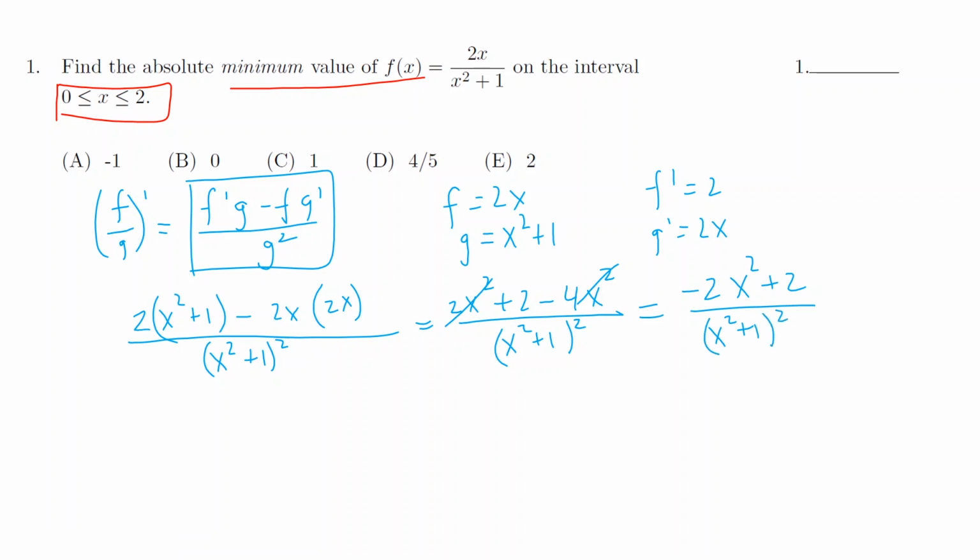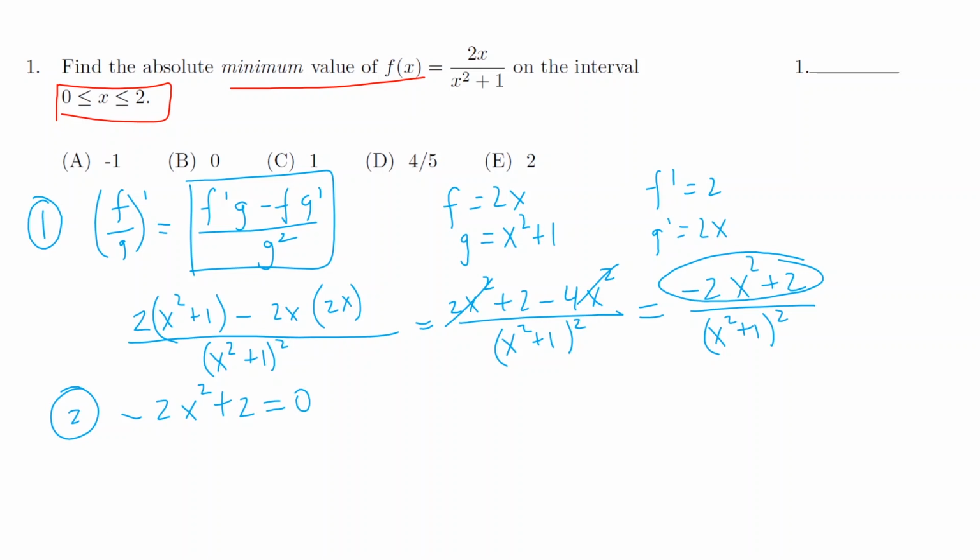Now, it seems like we've done a lot of work, and we did, but this is just the beginning. This is just the first derivative, right? So that's just step 1. Step 2 is setting that first derivative to 0. When we set a fraction to 0, we're really just setting the top of this function to 0. So here we have negative 2x squared plus 2 equals 0.